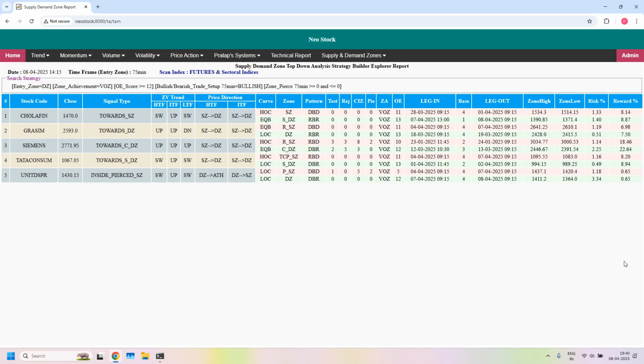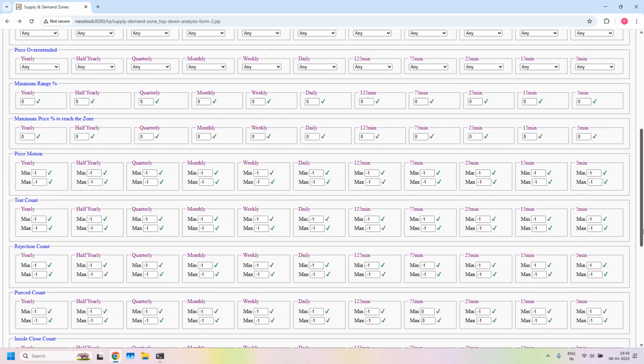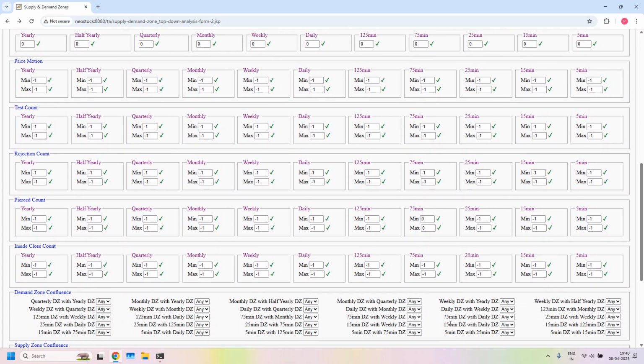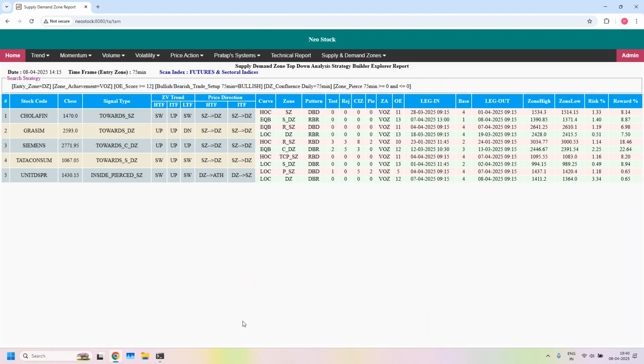So these 5 stocks are currently supporting bullish trade setup for weekly income trade. We can further filter by looking into high probability trade setup supported stocks. First, LTF, ITF demand zone confluence. That is 75 minutes and daily demand zone confluence. With this filter, we got all the 5 stocks.